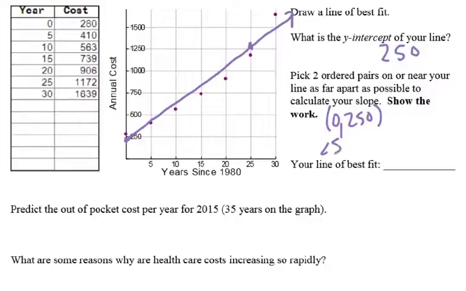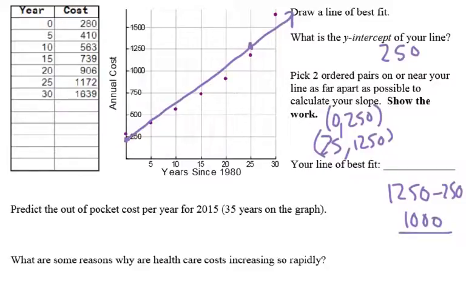25, 1250. Okay, so what's 1250 minus 250, my y's would give me 1,000, over my x's, 25 minus 0, so 25. So it'd be 1,000 divided by 25 simplifies to a 40. So my slope is 40. So my equation, f of x equals 40x, my slope, plus my y-intercept, 250.